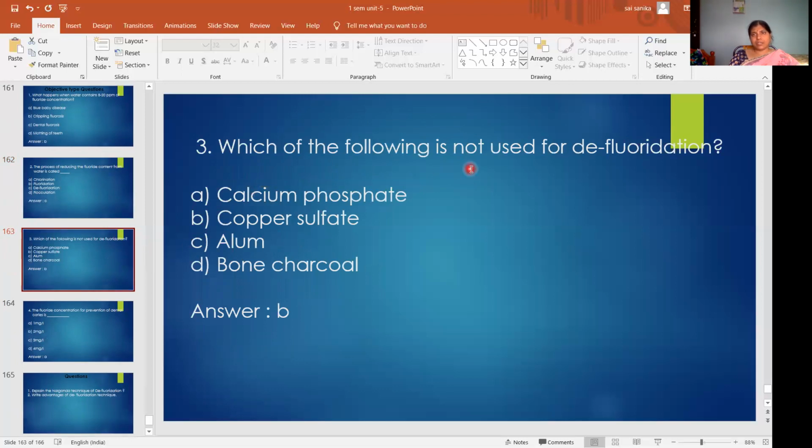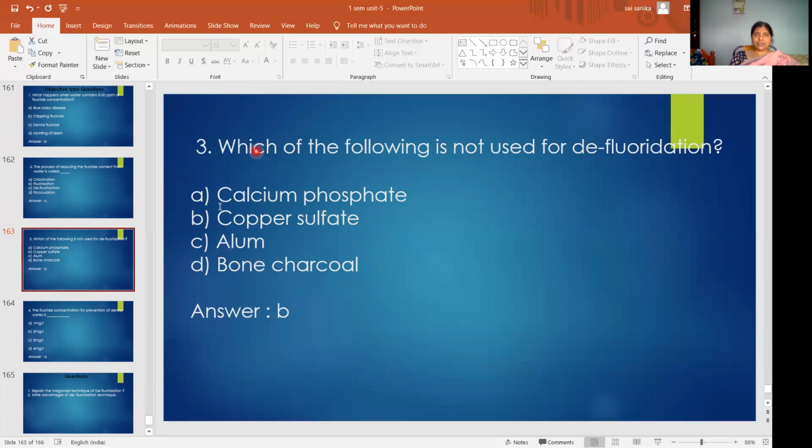Okay, then third question. Which of the following is not used for defluoridation? Here some chemicals are given, and among them, which one is not used for defluoridation? A, calcium phosphate, B, copper sulfate, C, alum, and D, bone charcoal. Calcium phosphate is used, alum is used, bone charcoal is used. So which is not used? Copper sulfate is not used for defluoridation. So the answer is B.